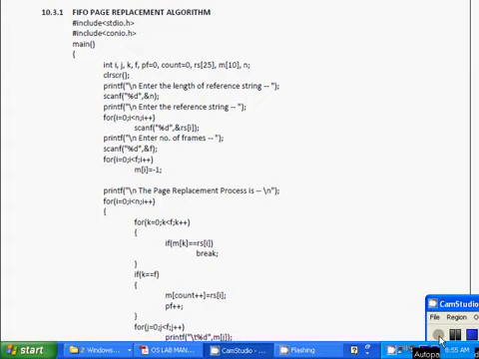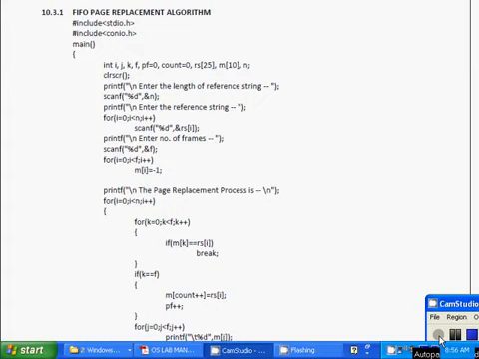We evaluate an algorithm by running it on a particular string of memory references and computing the number of page faults. The string of memory references is called a reference string. We can generate reference strings artificially or by tracing a given system and recording the address of each memory reference. The latter choice produces a large amount of data.